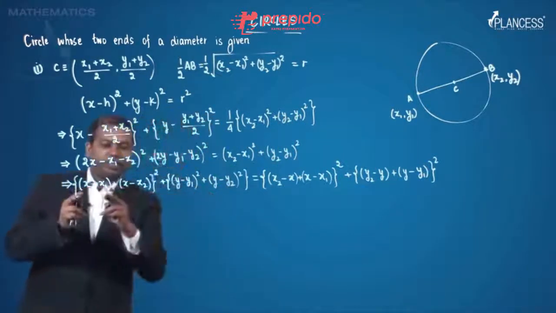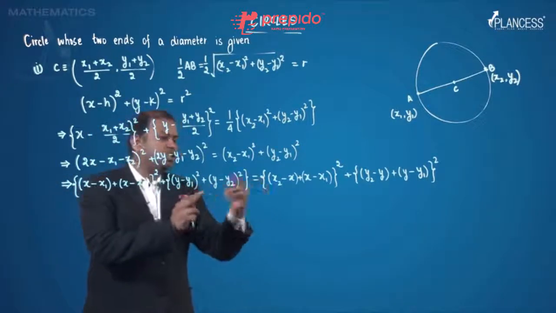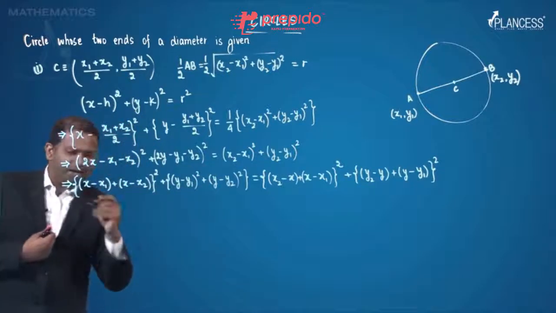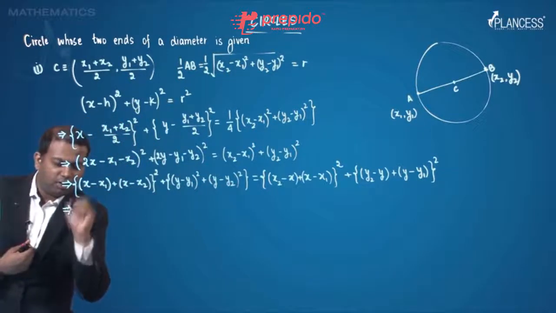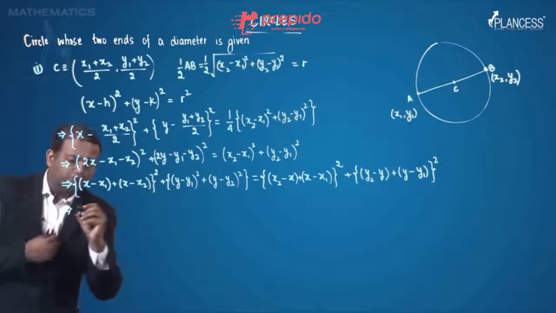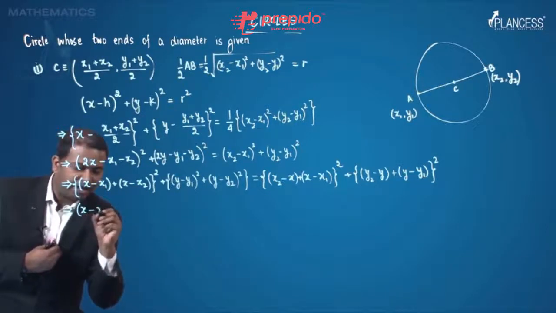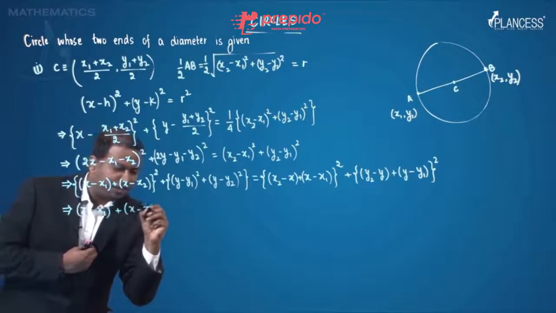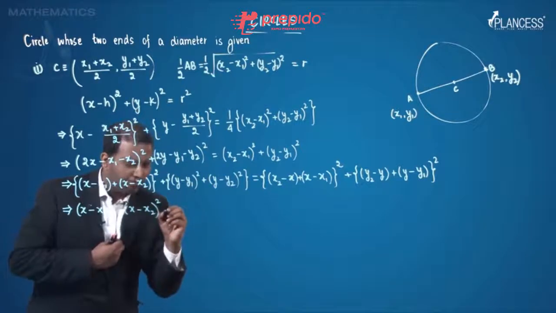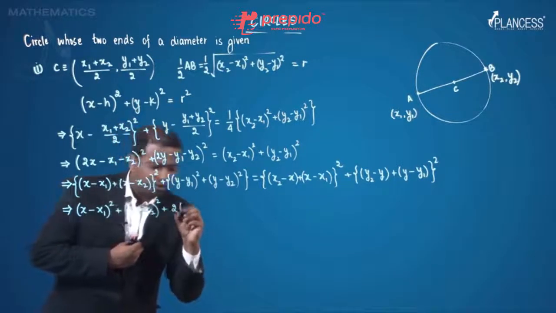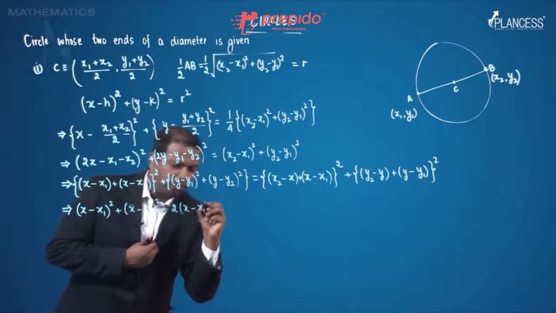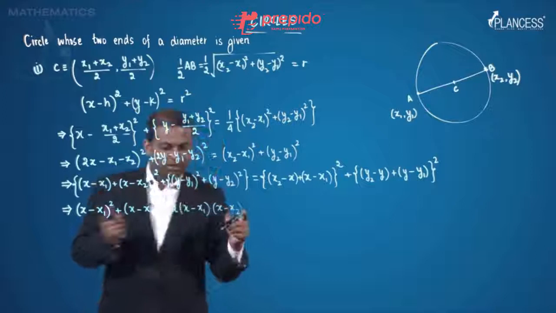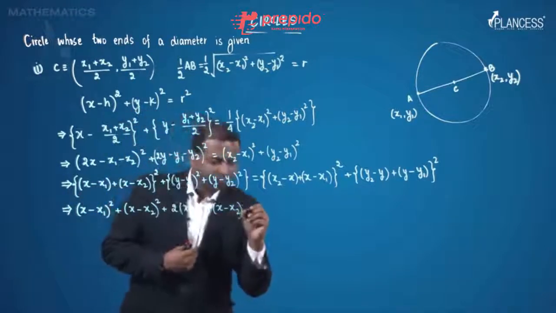Now the idea is to have terms which look similar to each other on both sides. So what do we get if we simplify this? So let us see the next step. So (a + b)² is (x − x1)² + (x − x2)² + 2(x − x1)(x − x2). This is the expansion from the first term.